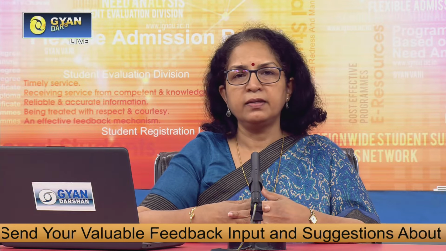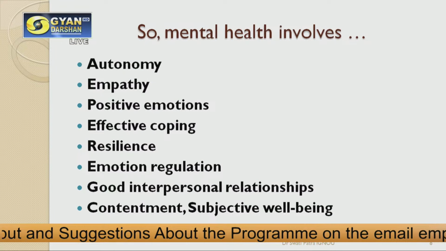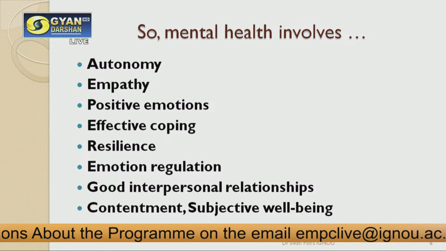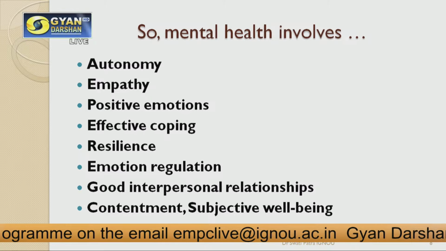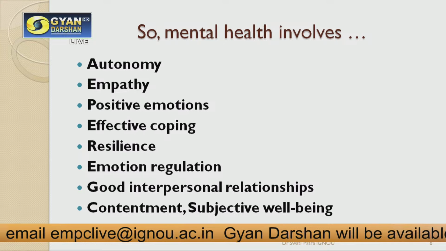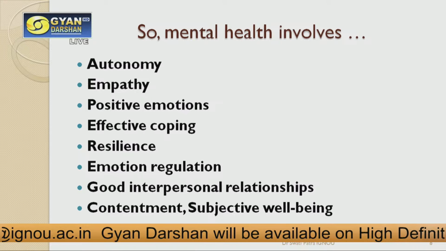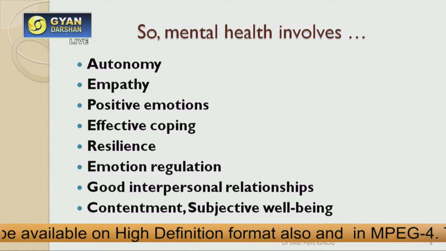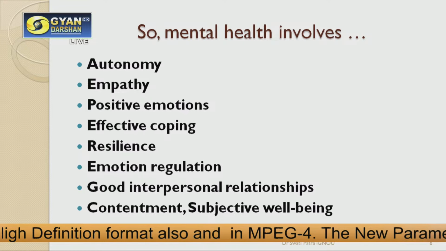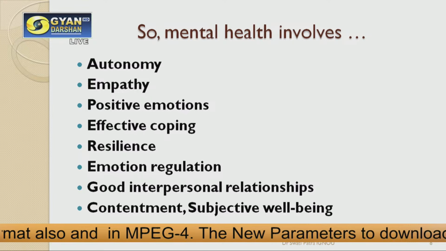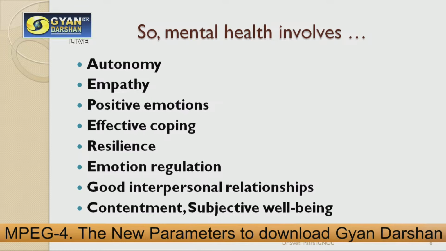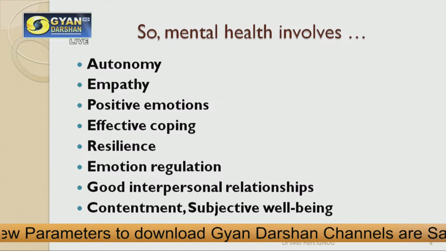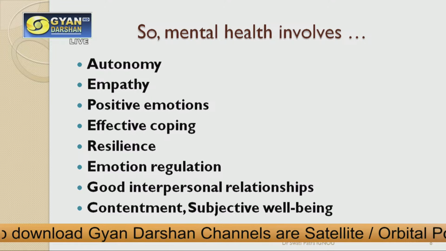Okay. Now, when we talk about mental health, it usually involves various things, like autonomy, a sense of empathy, positive emotions, emotion regulation, effective coping, resilience, good interpersonal relationships, contentment, subjective well-being. So all these things need to be present. So that is why again I'll highlight here that even if the person is not having any kind of mental disorder, still the person might not be mentally healthy because all these factors need to be present in the person's life.